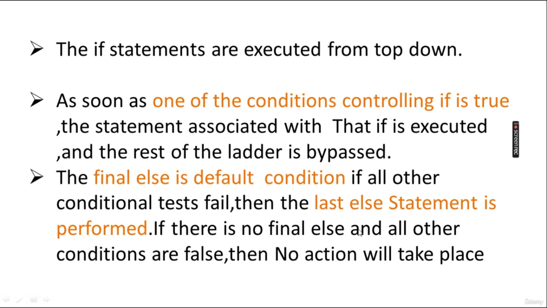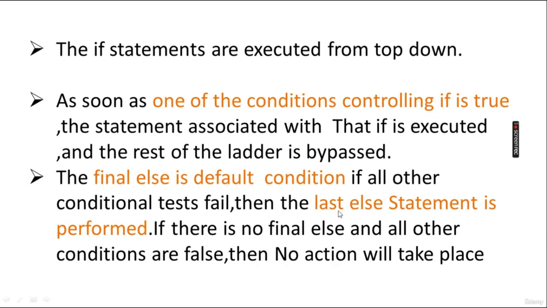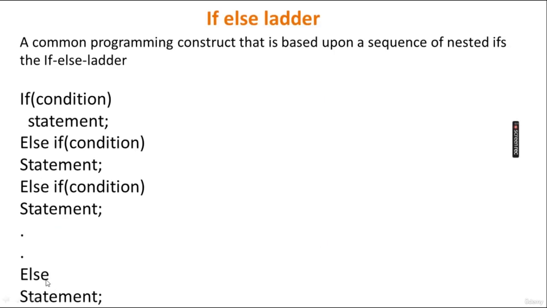The final else is the default condition. If all other condition tests fail, then the last else statement will be performed. So irrespective of whatever conditions are written there, if those fail, this last else is the default else, and whatever you write inside this else will be executed, which is why it is called the default else statement. If there is no final else and all other conditions are false, then no action will take place. So if you are not providing this default else and your condition is not satisfied, no action will be performed at all.